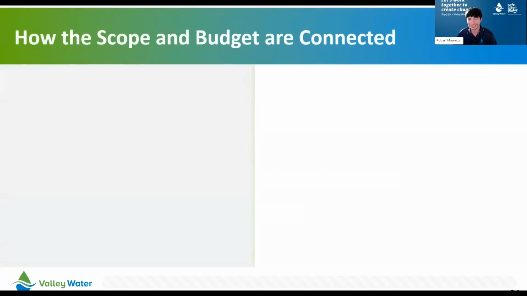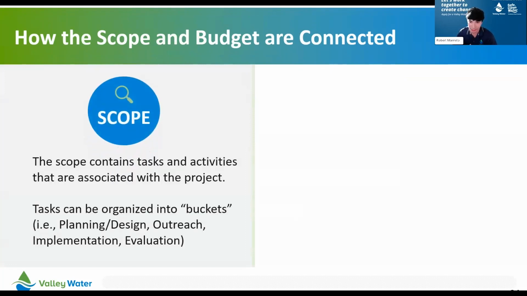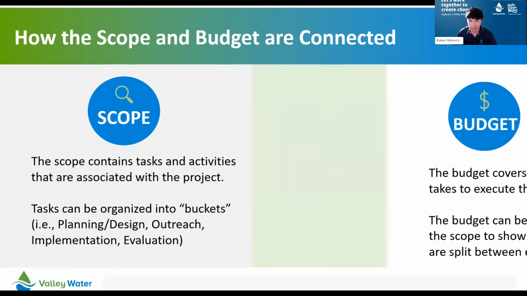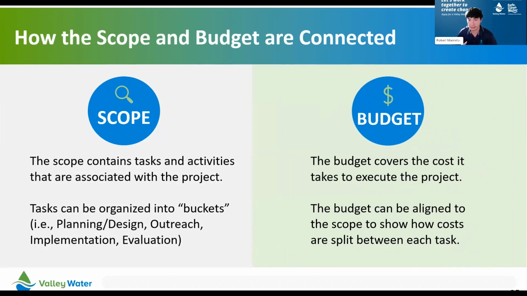All right, so now that we went over the scope and budget, we will recap on how the two are interconnected. So as mentioned, the scope outlines the tasks, deliverables, and timelines, and they can be organized into the buckets that Diana was talking about, which were your planning/design, outreach, implementation, and evaluation. As for the budget, these are the costs that go into your project. And as you are developing your budget, you can align all of your tasks into those buckets. And it's also reflected in the table that we will be showing you in the next slide.